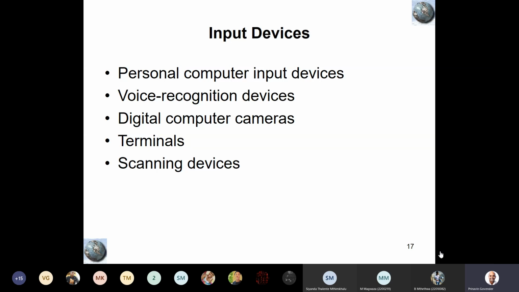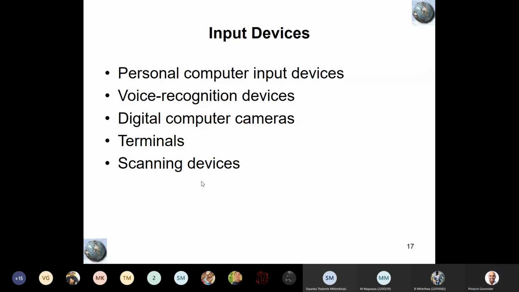So our other input devices are our scanning devices, right? Again, this is a nice question for the test. Input devices, and I'll ask you for examples of input devices. Let's go on. We're doing well for time.